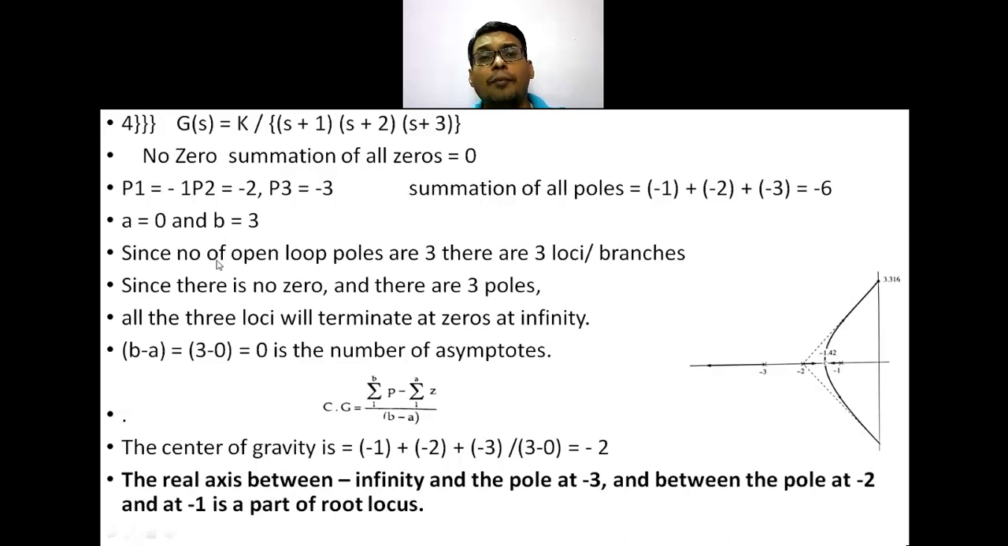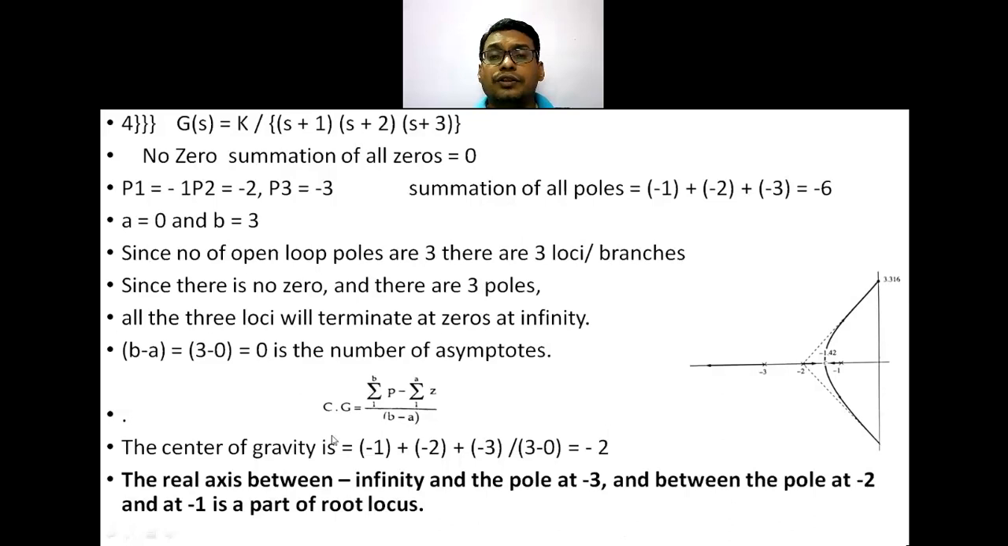Since the number of open loop poles is 3, there will be 3 branches, and all 3 will terminate at infinity, because there is no zero available. So b minus a is the number of asymptotes. There will be 3 asymptotes.